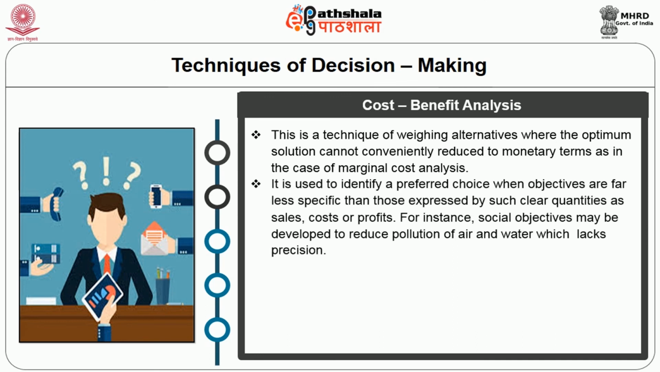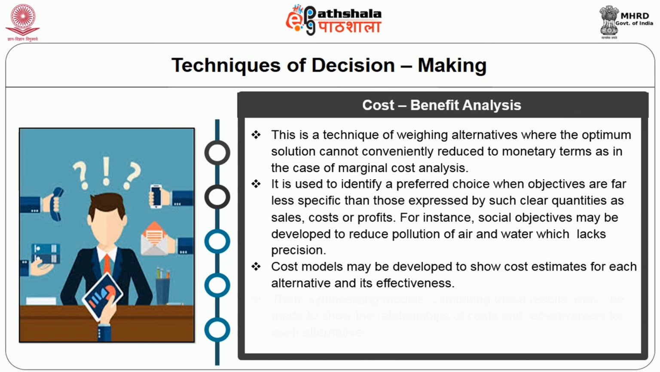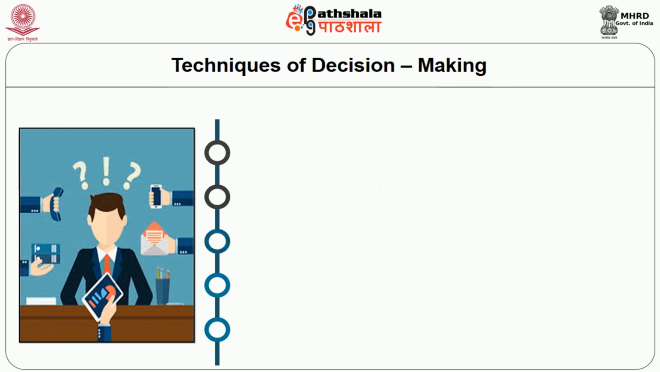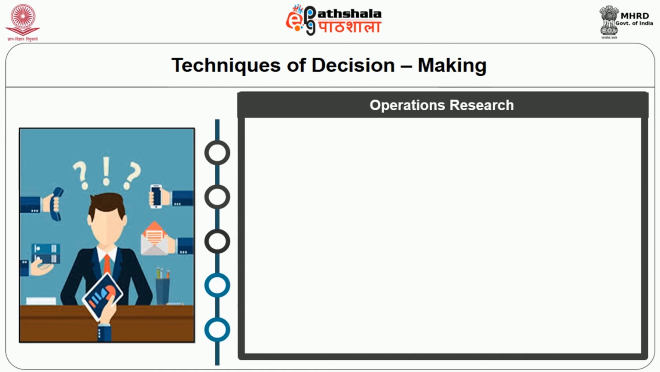It is used to identify a preferred choice when objectives are far less specific than those expressed by clear quantities such as sale, cost, or profit. For example, social objectives may be developed to reduce pollution of air and water, which lacks precision. Cost models may be developed to show the cost estimates for each alternative and its effectiveness. Then, synthesizing these models, combining these results may be made to show the relationship of the cost and the effectiveness for each alternative.